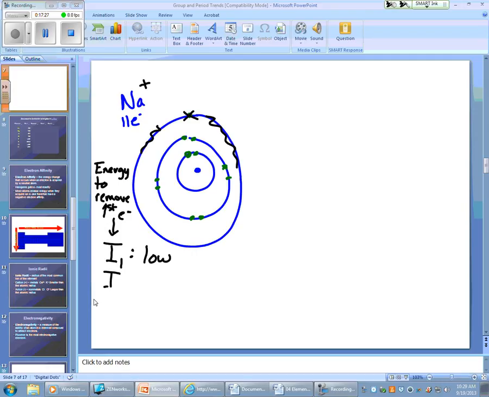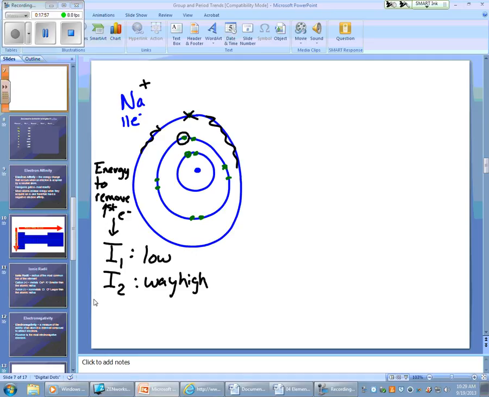So I2, if I go to remove that second electron, and that's what that 2 means. So if I'm trying to remove this electron, is sodium going to be happy with that? No, not at all, because then it's losing that level of stability. So the ionization energy for removing that second electron is going to be way high. You're going to see a big jump in the ionization energies.